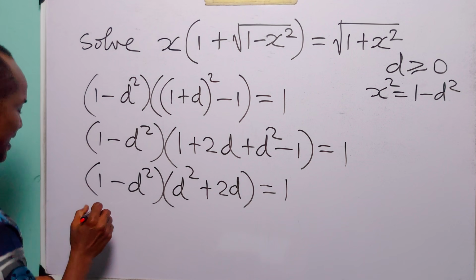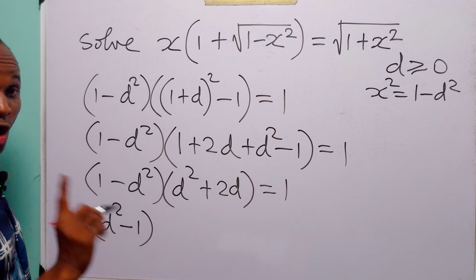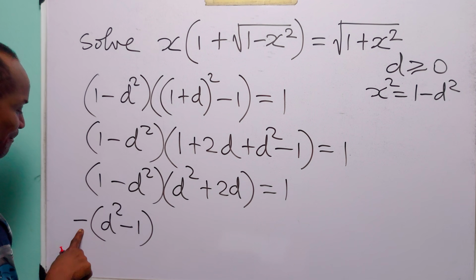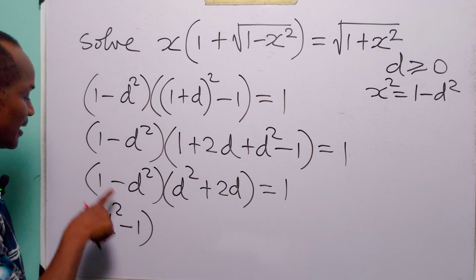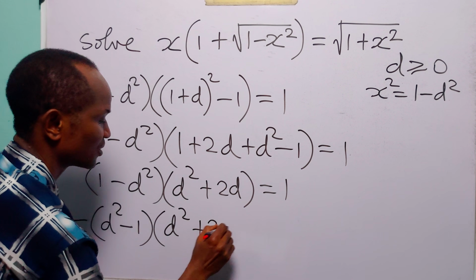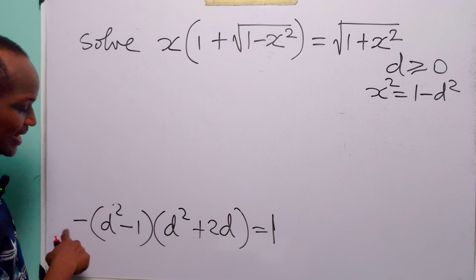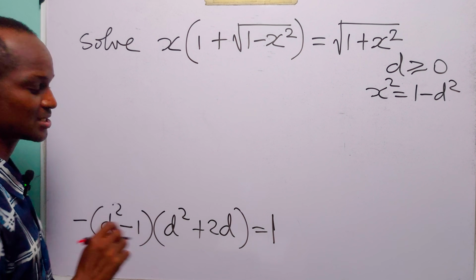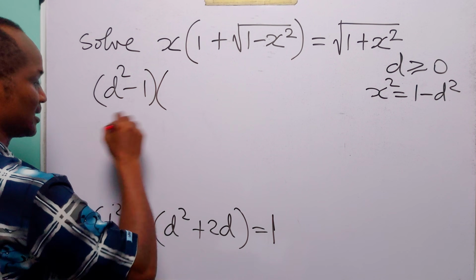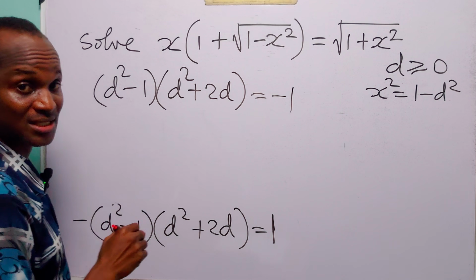Now, let us rewrite this first bracket. We can write this as minus d squared minus 1. When we expand this, we have minus d squared, which is what we have here, and then minus 1, which is equal to plus 1, which is exactly what we have here. In the second bracket, we still have d squared plus 2d, and this is still equal to 1. Now, to get rid of this negative sign, let us multiply through this equation by minus 1. When we do that, we have (d squared minus 1) times (d squared plus 2d) is equal to minus 1.